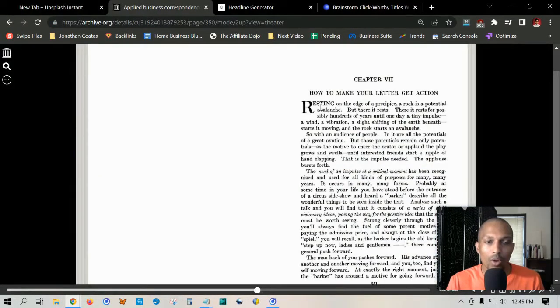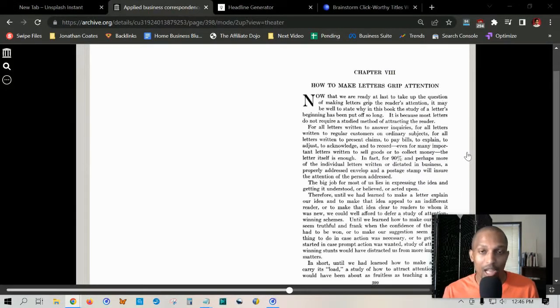If you don't know, you can actually find this book on archive.org. I'll leave it in the description below. What I like about this is it starts the chapter off by answering the question that's on most readers' minds up until this point: you may be wondering why it took so long to get to the point of how to make your letters grip attention. And it says it right here.